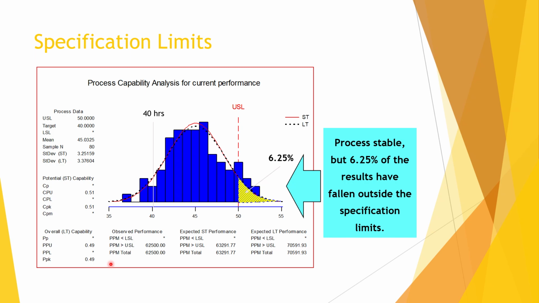You've got to always look at what? The parts per million total. So y'all see this, the ppm total. You got to move the decimals right here. So it will be 6.25% that fall outside the specification limit.